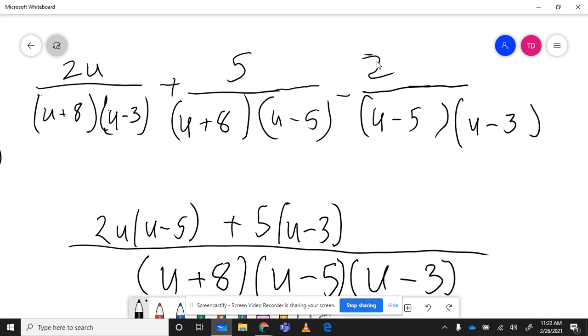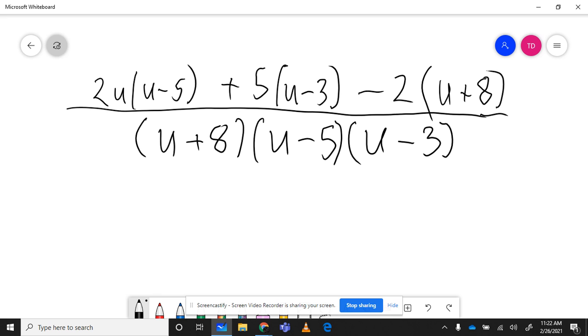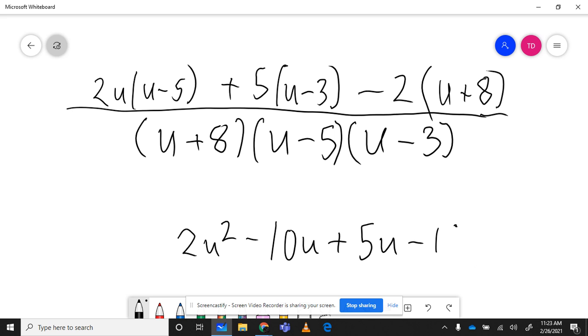And then for this one, we'll have that minus 2 times, well, we need to add the u plus 8. So we do u plus 8 over u plus 8, so it would show up on the top of that one. Okay, now we can just go through and simplify the top. So we're going to get 2u squared minus 10u plus 5u minus 15 minus 2u minus 16.